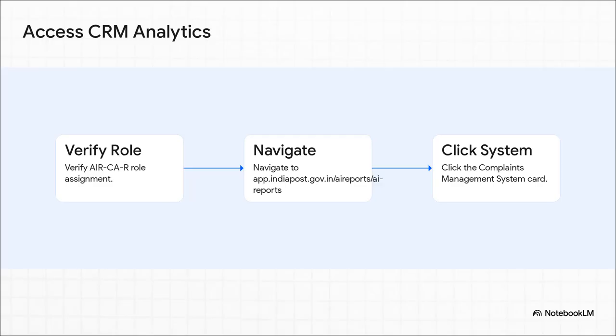All right, step 1, accessing CRM analytics. Before we can get to the exciting data analysis, we need to make sure we're properly set up. Getting in is super straightforward, but security and permissions are absolutely key here. First up, verify that your account has the AirCan-R role assigned to it. That stands for CRM Analytics Role, and it's specifically designated for key administrative levels. So your directorate, circle office, regional office, and divisional office levels: DIR, CO, RO, and DO. Once you know your permissions are good to go, you just navigate to the AI Reports web address, log in, and you'll see a few options on your main screen. To start your analysis, all you do is click directly on the Complaints Management System card.